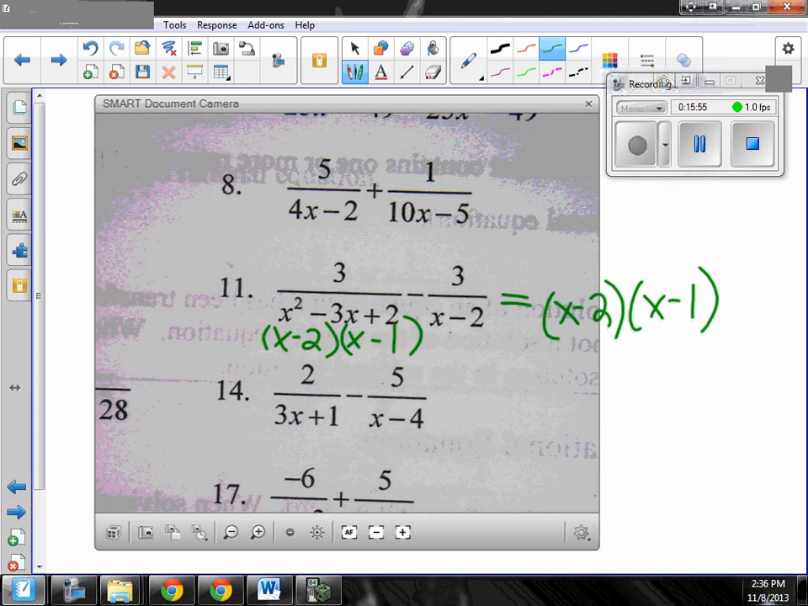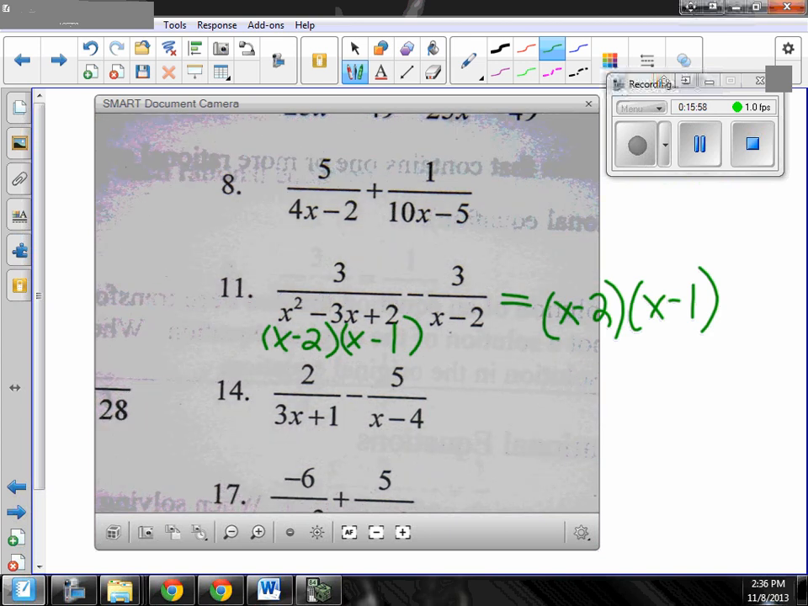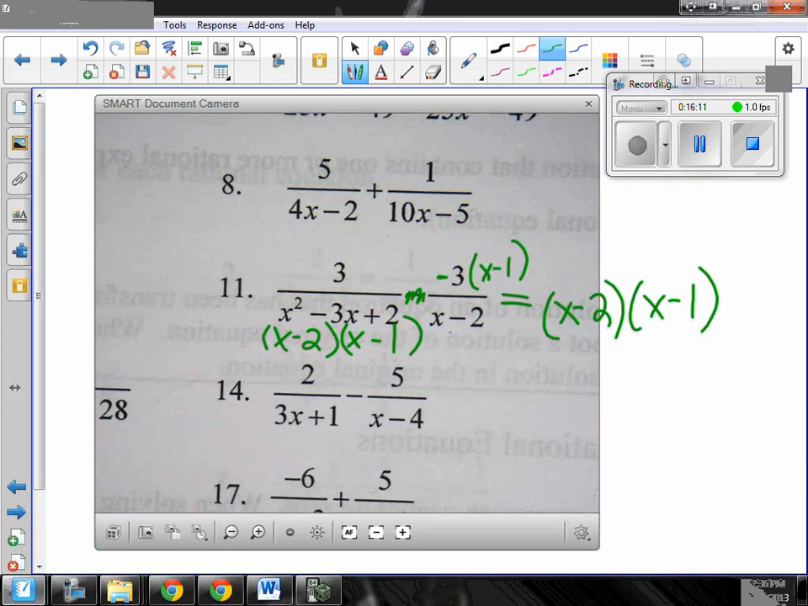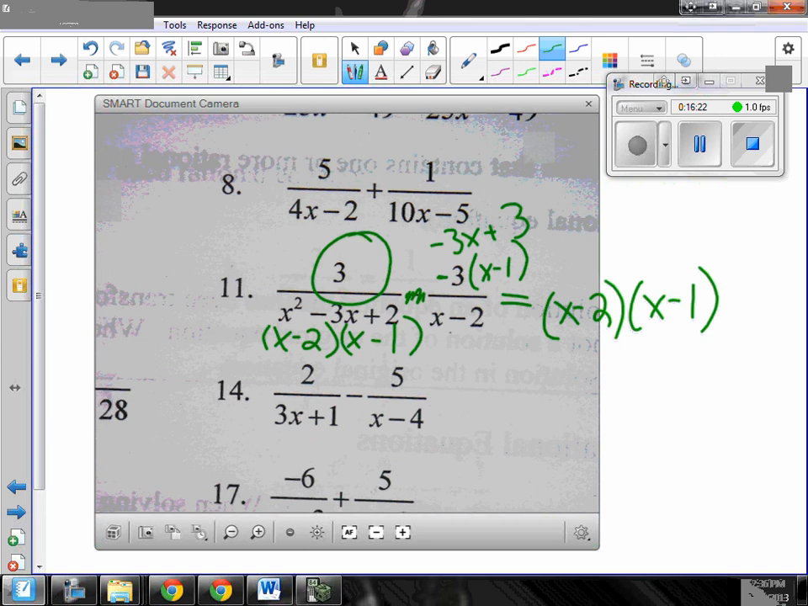Okay. So what is the first one missing? Nothing. What is the second one missing? X minus 1. But be careful. This is actually a negative 3. So I like to put the negative up here and times it by x minus 1. So that gives me negative 3x plus 3. And I'm going to add that to 3, which gives me negative 3x plus 6.